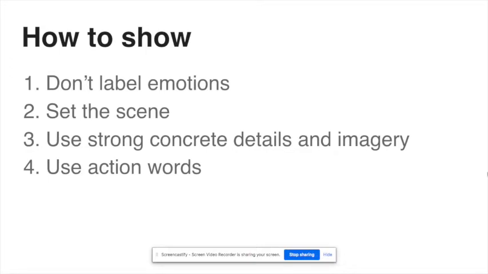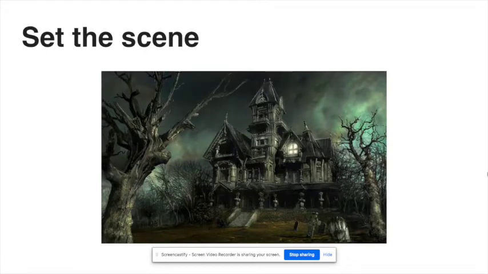The second tip is to set the scene. Setting is very important in any story. And instead of just telling us that a place is scary or creepy, for example, you could show us why it's scary or creepy. So looking at this picture here, instead of saying it was a scary house, you could describe the darkness or the fog or the cobwebs hanging off the roof or maybe the crows flying around at night. Anything that you can use to actually immerse us within that scene.